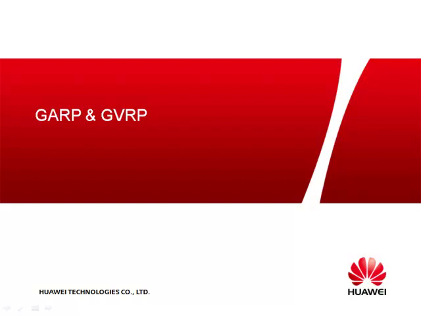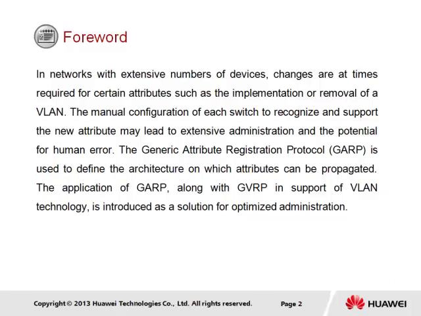We introduce in this section GARP and GVRP in order to facilitate automation of VLAN-based attributes. In networks with extensive numbers of devices, changes are at times required for certain attributes such as the implementation or removal of a VLAN. The manual configuration of each switch to recognize and support the new attribute may lead to extensive administration and the potential for human error.